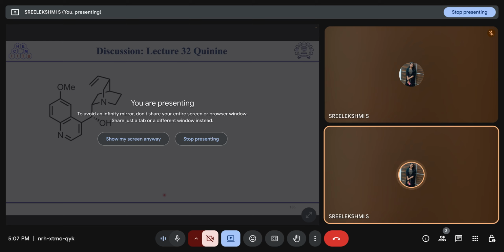Now, the next discussion was about quinine. Here we have seen the first formal total synthesis of quinine by Woodward's group following Rabe's protocol, and Stork's asymmetric total synthesis.